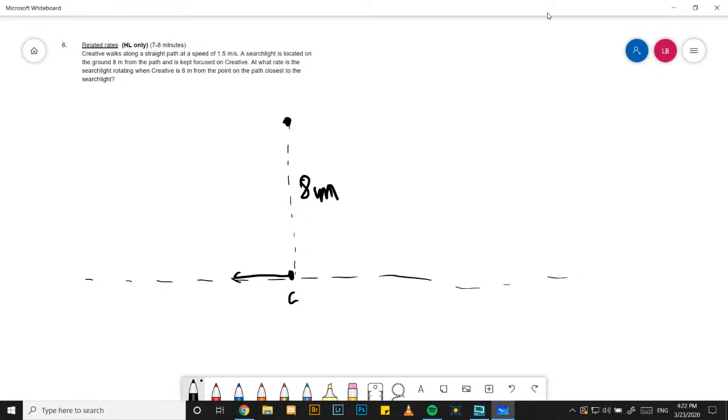If we're looking at rotations, that means we're going to look at angles, right? So let's look at what the searchlight is looking at. It looks like that. And we can define this angle right over here as how much it's rotated. The question is asking us to find d theta dt, which is the change in the angle per time, so it's the d/dt of theta.